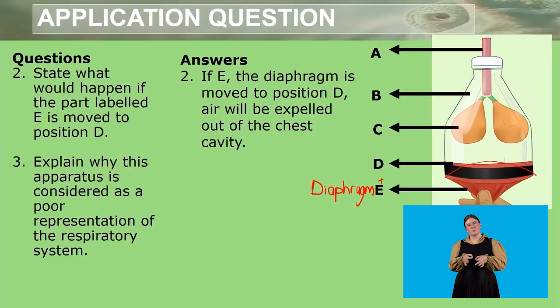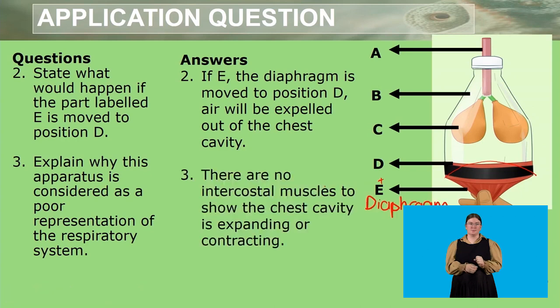Now, question 3 says, explain why this apparatus is considered as a poor representation of the respiratory system. So the reason why this would be a poor representation of the respiratory system would be, there are no intercostal muscles to show that the chest cavity is expanding or contracting.